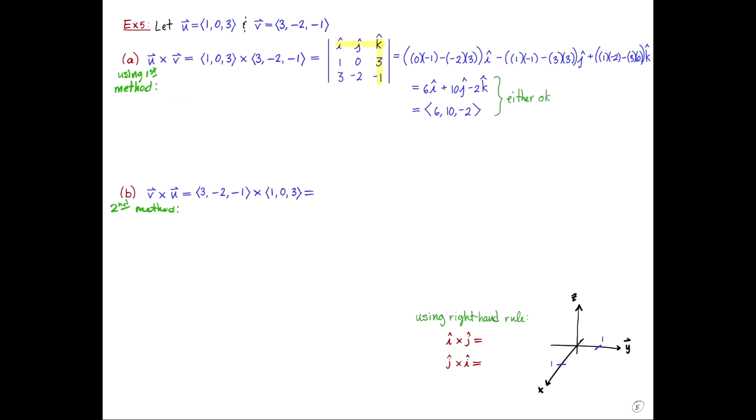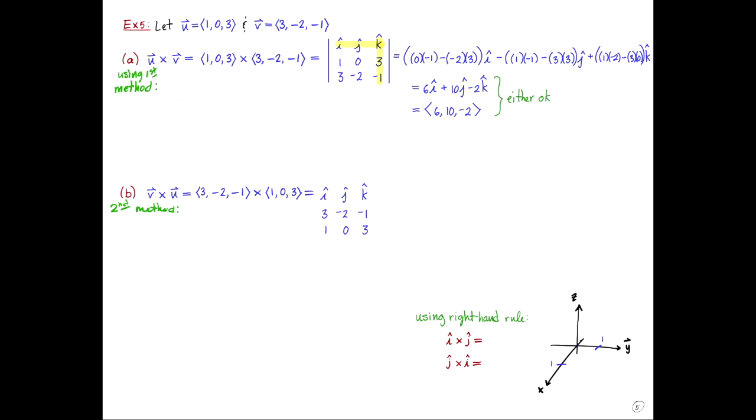In part B, we're using the same two vectors, but we've switched the order. Now we want v cross u. Let's use the second method, just so that you can have an example using each method. I'll start by writing out our matrix like we did before. In the top row, we have I, J, K. In the second row, we now have whichever vector comes first in the order of your cross product. So we want to write our vector v, 3, -2, -1. In the third row, we have the second vector, 1, 0, 3.